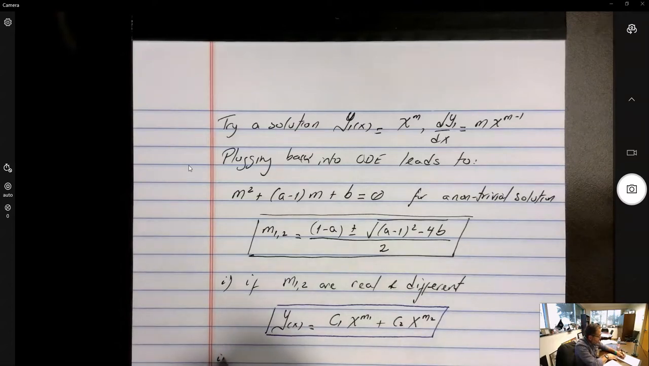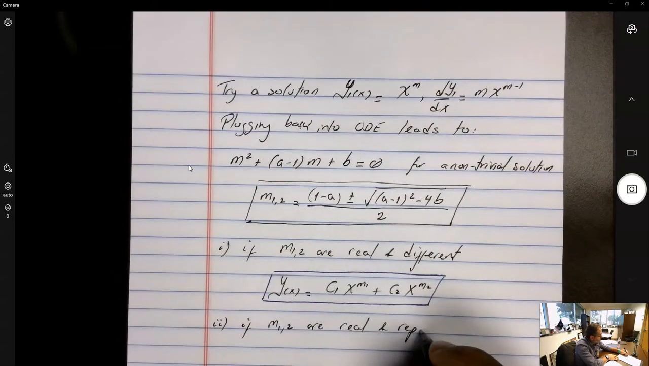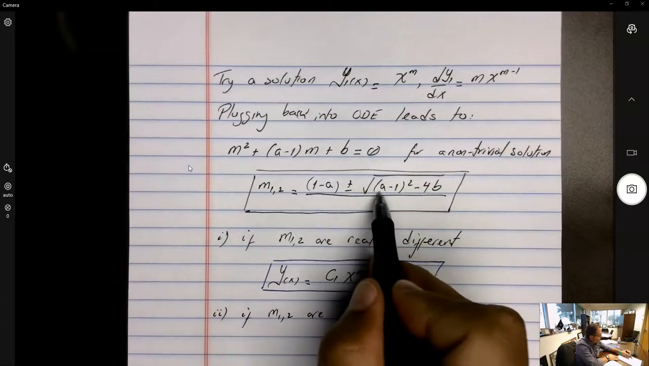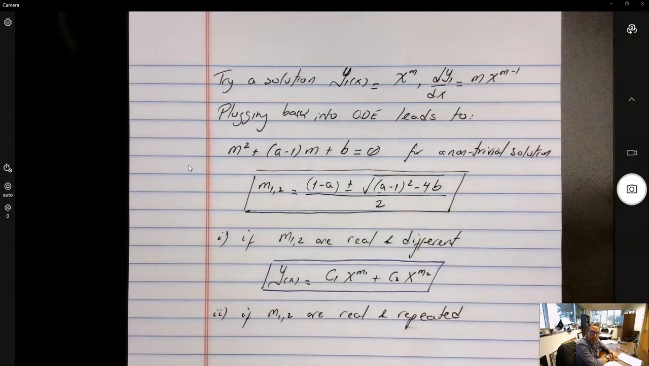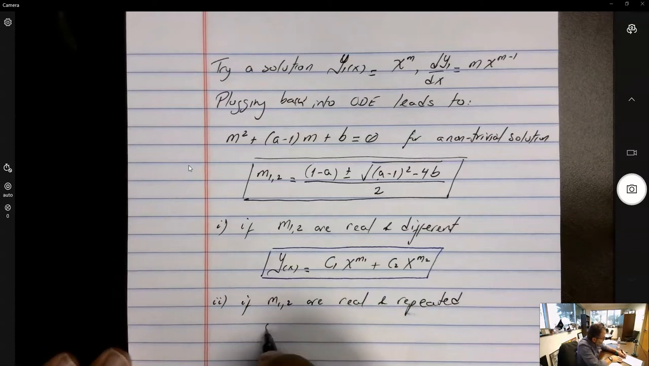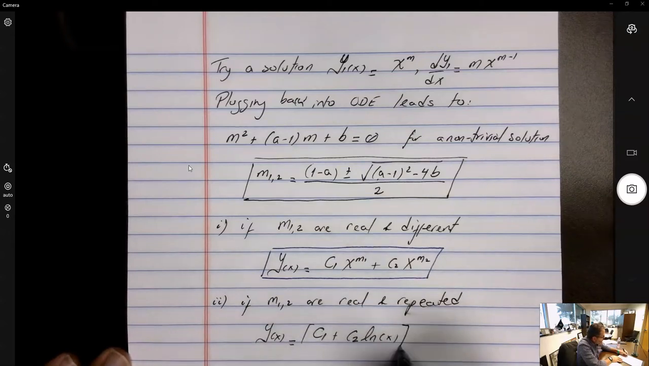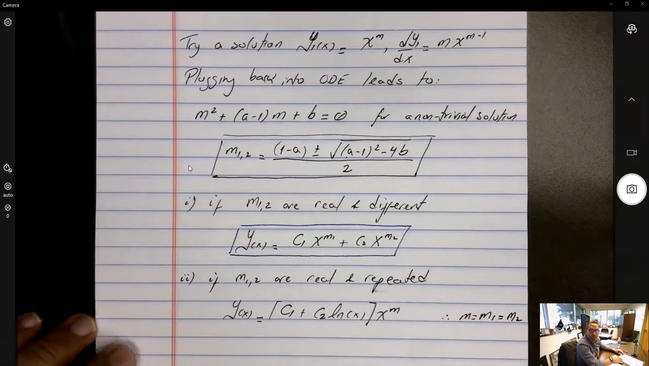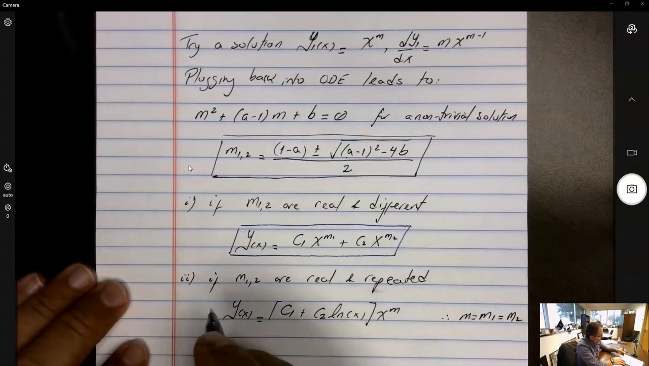Case 2: if m1 and m2 are real and repeated, that is, whatever's the argument inside the square root is equal to 0, then the solution would look like the following. So y of x will be c1 plus c2 times the log of x, and all of these times x to the m, such that m is equal to m1, which is equal to m2. It's a repeated real root. So here's the other possibility.